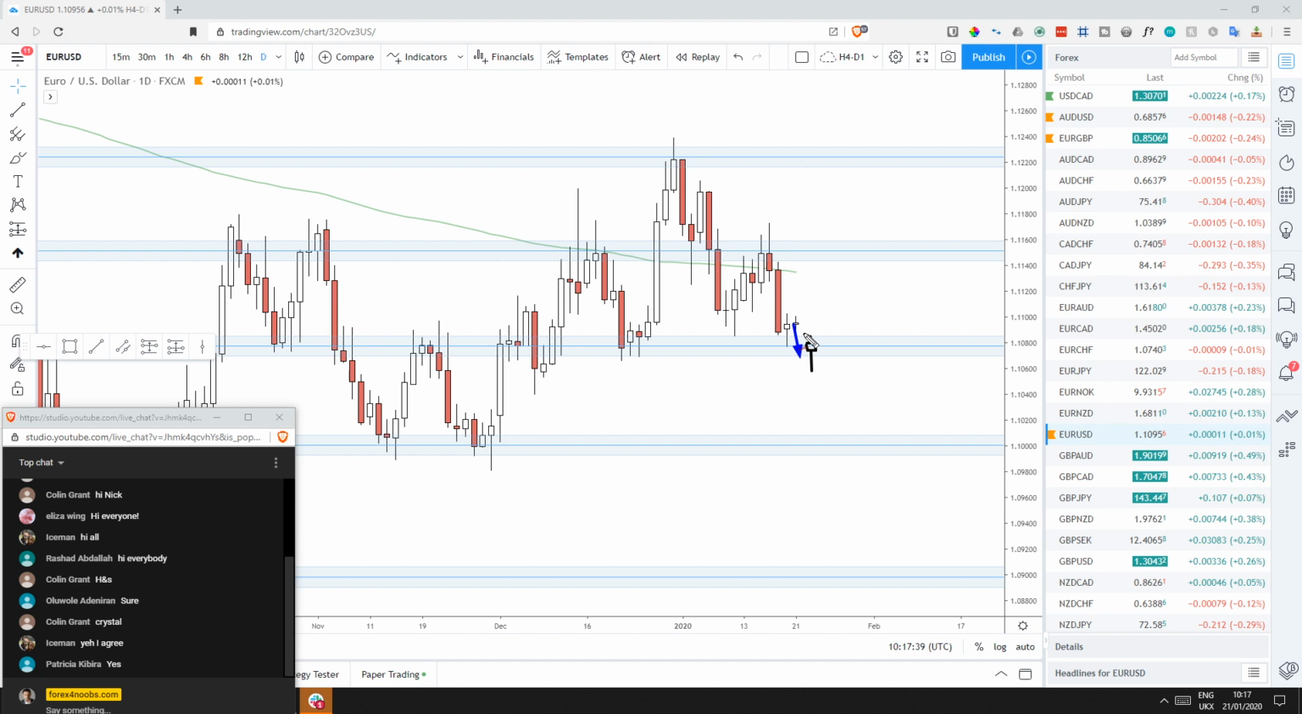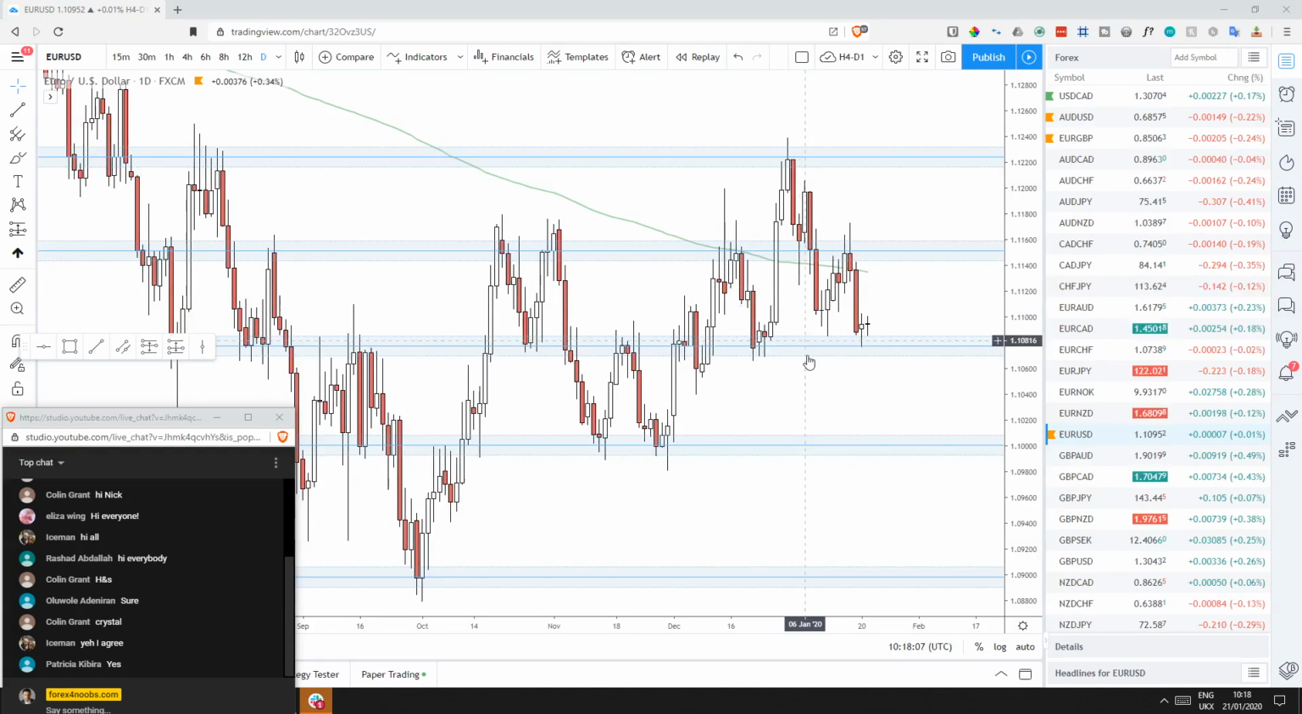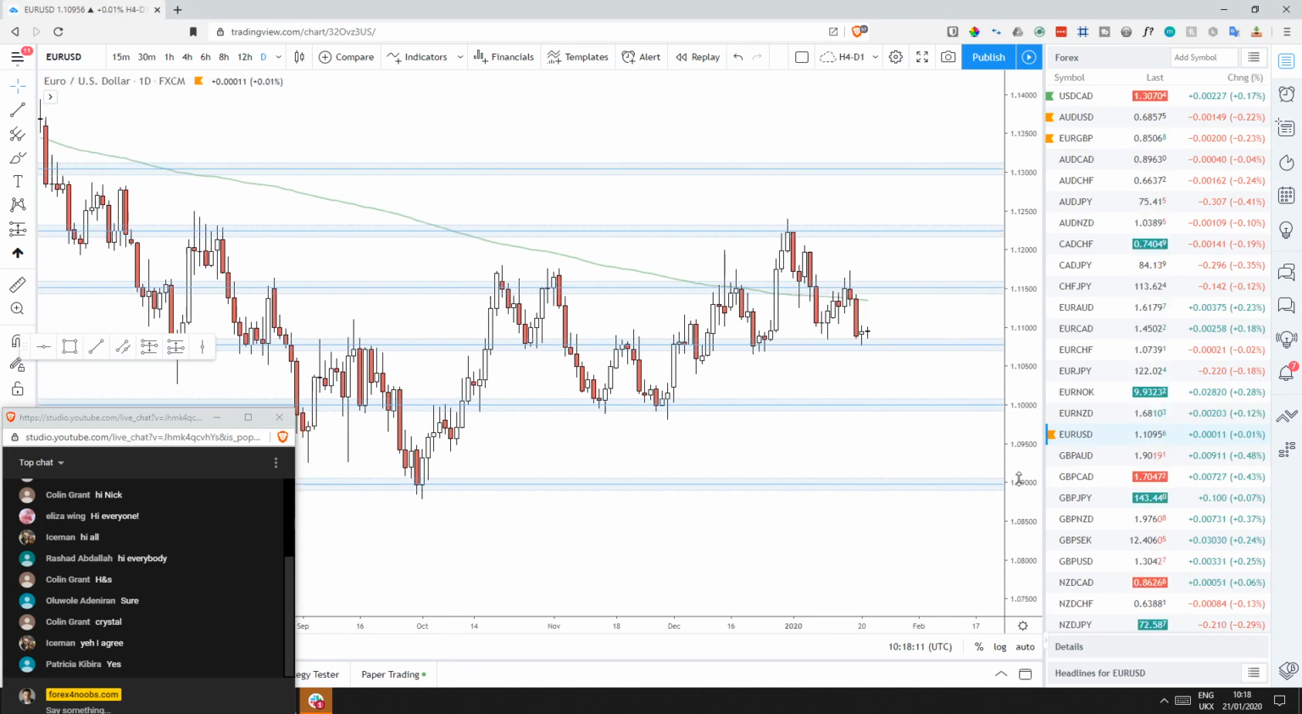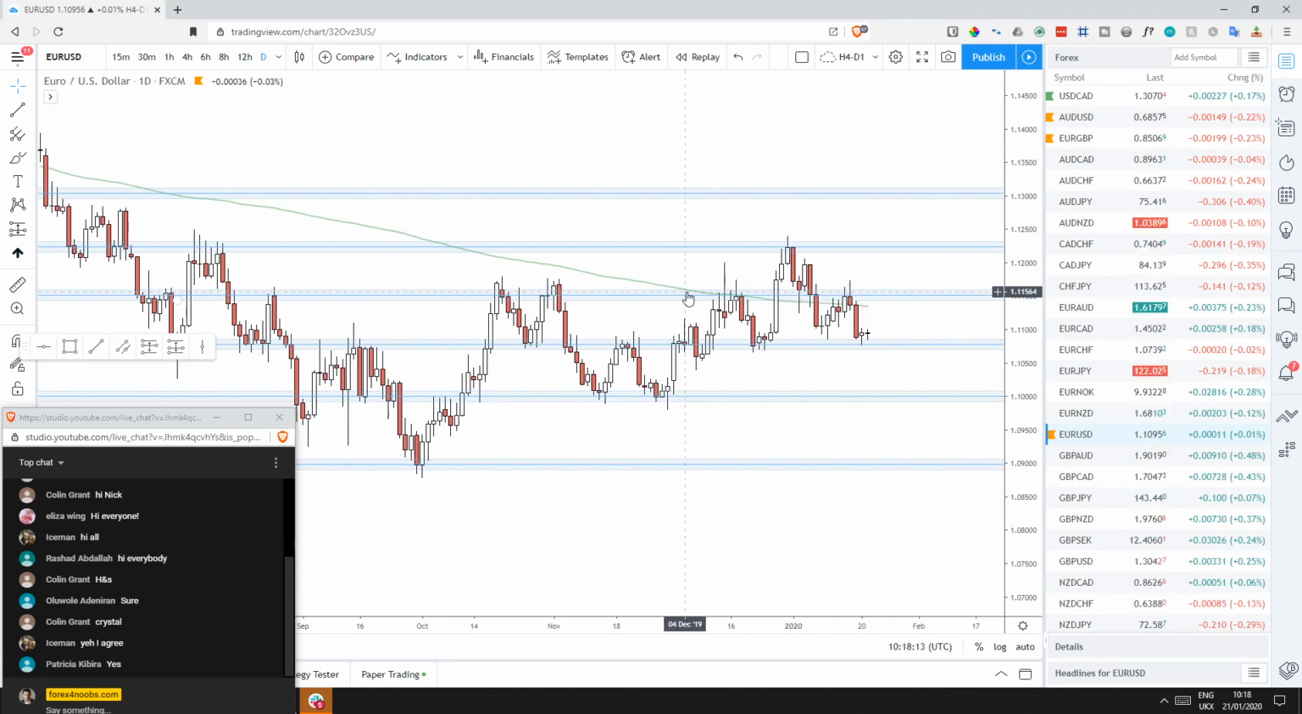And then we could look for a long from somewhere here, stop loss there, and then we'd have a better risk to reward ratio. So we don't know if that's going to happen, but we definitely have a bit of a head and shoulders pattern here. Still not perfect, not as clear as the AUD/USD one, but it's still a head and shoulders pattern.